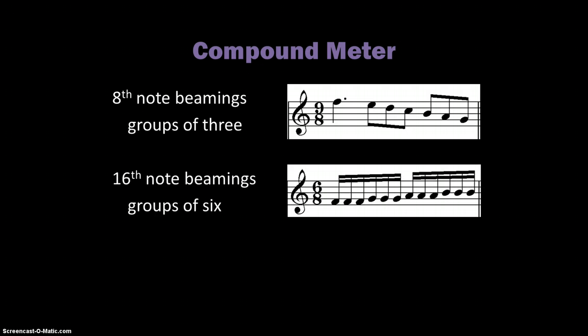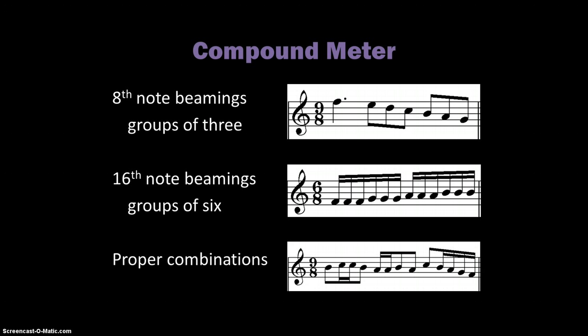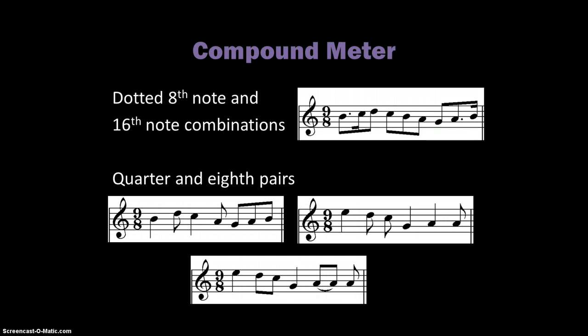Here are groupings of six 16th notes. In 6/8, that would be compound duple, so we need to show two beats, and that example clearly shows that. Here is an example in 9/8 that shows combinations of eighth notes and 16th notes, and again, you can clearly see the three individual beats by how those notes are beamed together. And also in compound meter, you can have dotted eighth, 16th patterns, and there's a 9/8 example that has three beats. And then you can have quarter and eighth pairs.